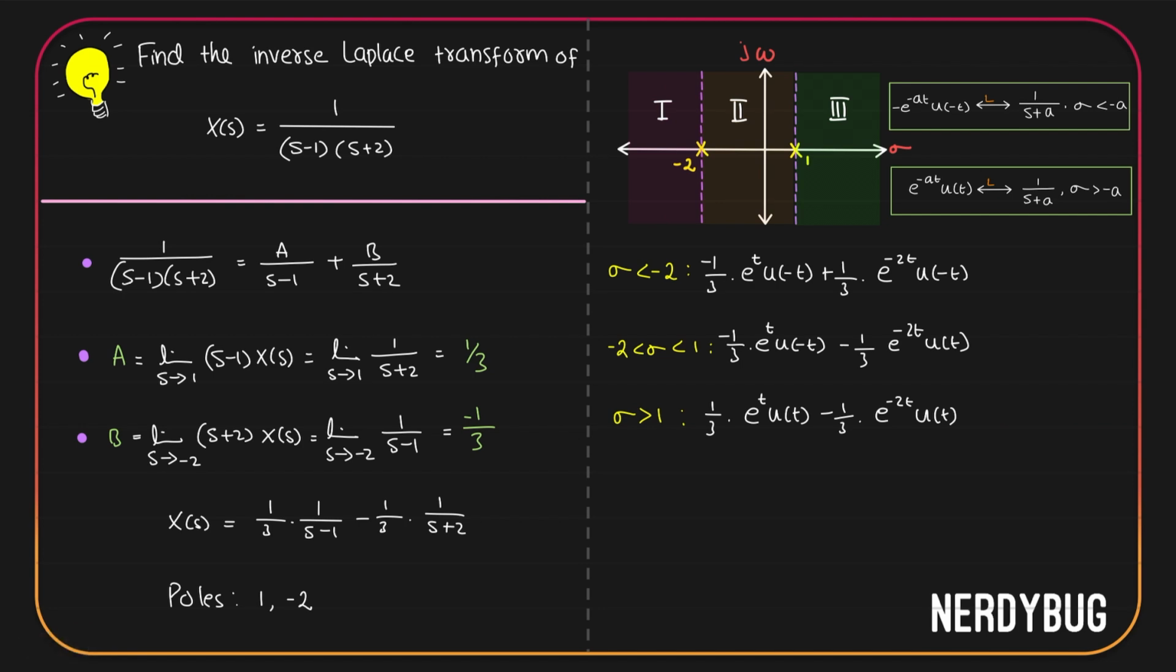So when sigma is greater than 1, x of t is 1 by 3 e raised to t u of t minus 1 by 3 e raised to minus 2t u of t. We have u of t here, so it is right-sided. We have u of t here, so it is also right-sided. So we can say the total signal is right-sided. When our ROC is towards the right of the rightmost pole, the signal is right-sided.